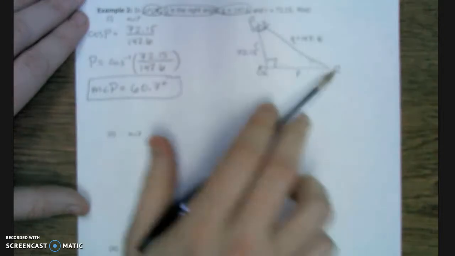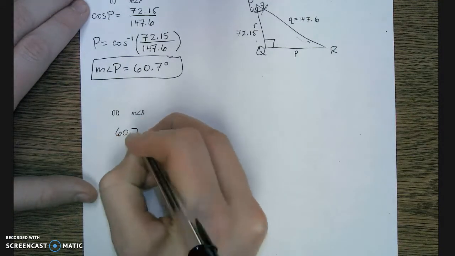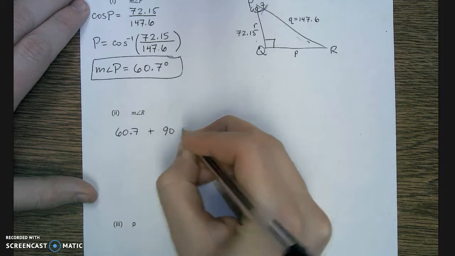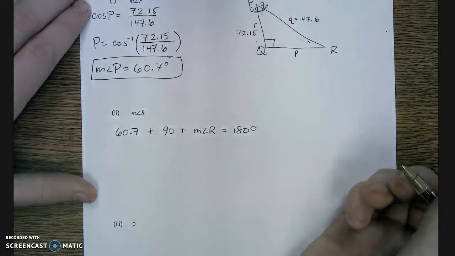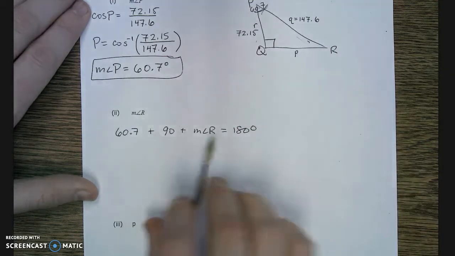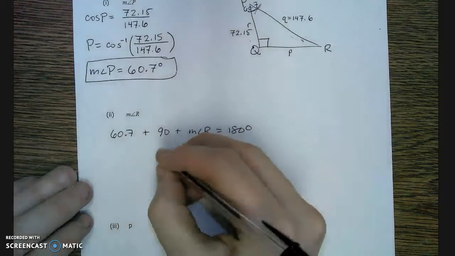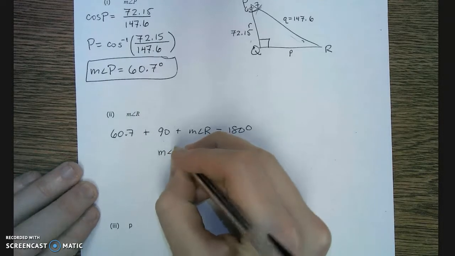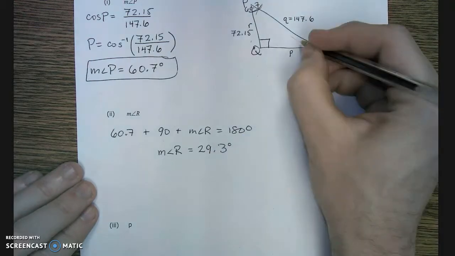Then to find angle R, now that I know that that's 60.7, and we know this is a right triangle, we can just subtract those from 180. So I've got angle 60.7 plus 90 plus angle R equals 180 degrees. And then if you solve for that, if you go ahead and add your 90 and your 60.7 and then subtract those to the other side, you get angle R to be 29.3 degrees.